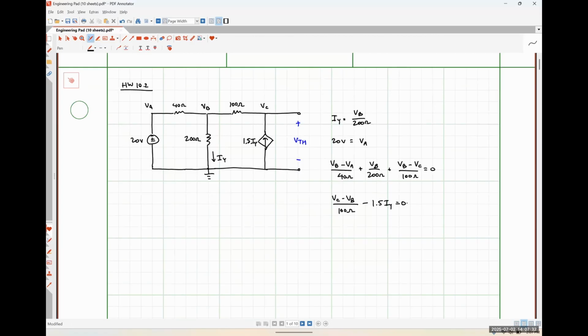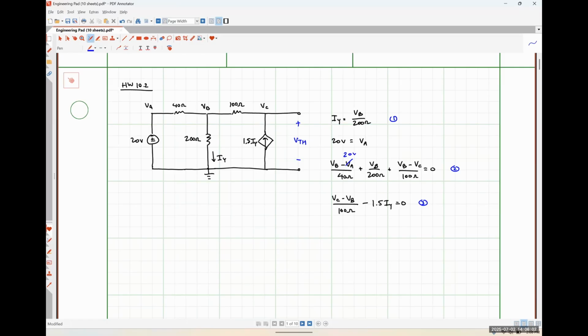I think the easiest substitution for us to make would just be to say that VA is equal to 20 volts, which would only impact that single equation. So here's equations 1, 2, and 3 that I'm going to throw into my system solver, where my variables are going to be VB, VC, and IY. So I'm opening up my system solver right now.